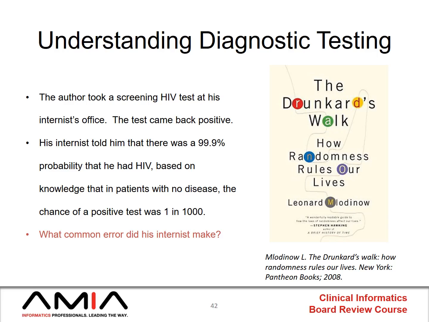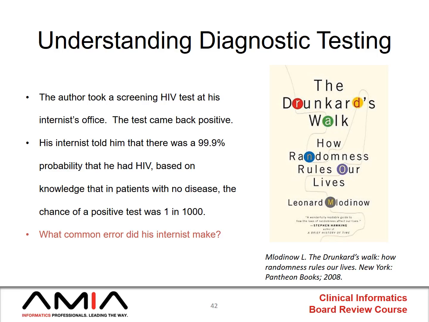And his internist looked at some of the packaging inserts for the test, or looked it up online or something, and told him that there was a 99.9% chance that the test was accurate, that Leonard actually had HIV, based on the statistic that he read that in patients with no disease, the chance of a positive test was only 1 in 1,000. Now, let that sink in for a little bit.